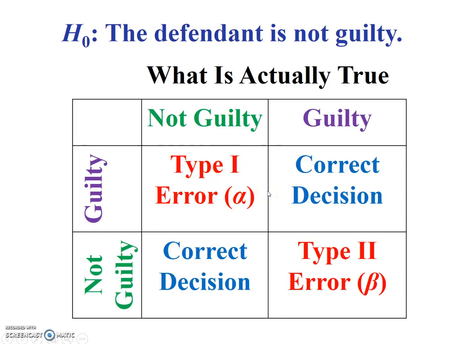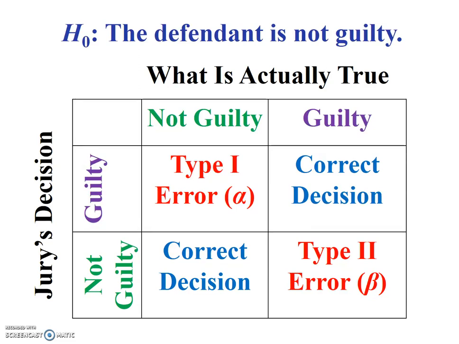Now, if you incorrectly say that someone is guilty when they are not, this is referred to as a type 1 error. Notice how there's an alpha next to it. The chance of making a type 1 error is the same as your significance level. So we usually pick 0.05. So usually there's a 5% chance of committing a type 1 error. If someone is guilty and the verdict is not guilty, that will be called a type 2 error. And that is going to be beta, which we will talk about in a little bit.